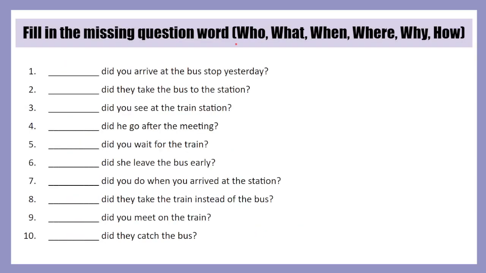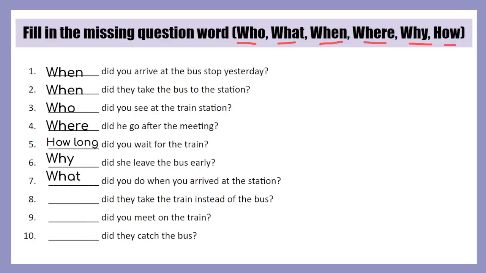Okay, now we're gonna write who, what, when, where, why, or how. For some, maybe more than one answer is okay. When did you arrive at the bus stop yesterday? When did they take the bus to the station? Who did you see at the train station? Or what did you see? Where did he go after the meeting? How long did you wait for the train? Why did she leave the bus early? What did you do when you arrived at the station? Why did they take the train instead of the bus? Who did you meet on the train? And when did they catch the bus?